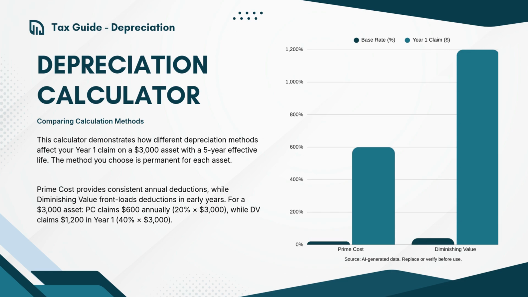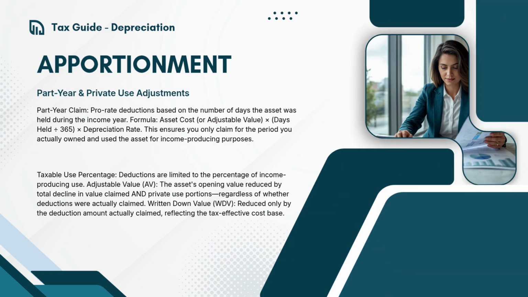It is rare that a client buys an asset exactly on July 1st and uses it 100% for work. When an asset is bought mid-year, we must prorate the claim based on the exact number of days it was held. Furthermore, if the asset is used for both work and private purposes, we must strictly apportion the claim by the taxable use percentage. This brings us to two vital tracking metrics.